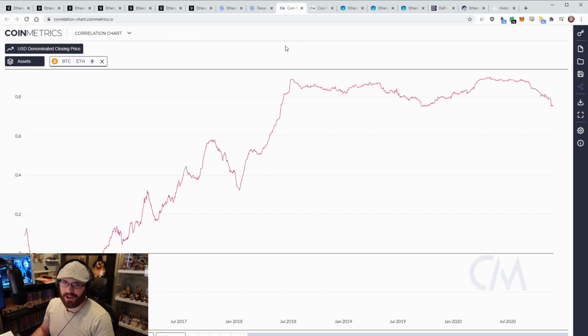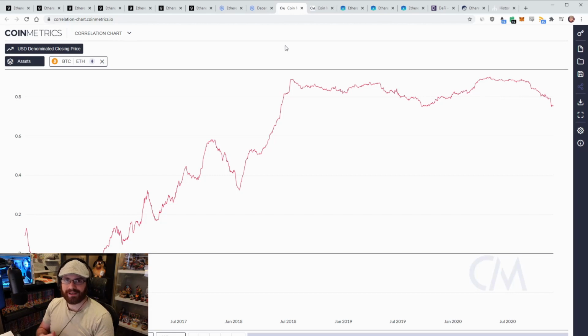All right, another really interesting chart I like to keep an eye on is the Coin Metrics correlation chart between Bitcoin and Ether. So things usually tend to correlate during a bear market or during a dump, right? So we saw that play out at the beginning of 2020 with the crypto asset class.